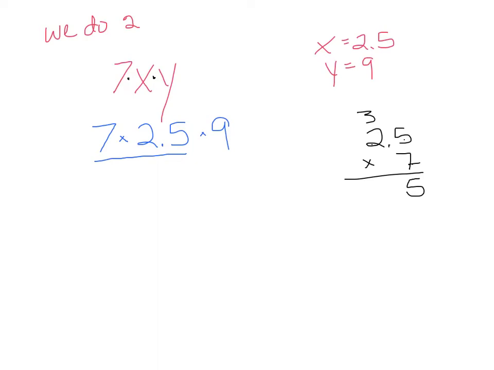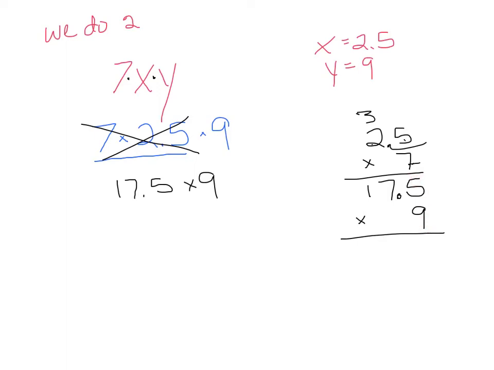7 times 2, 14, 15, 16, 17. One baby in the car, one baby in the car. So that is 17.5. Bring down what you didn't do. So now I just need to do that times 9. 9 times 5, 45. 9 times 7 is 63? Yeah, 63, 64, 65, 66, 67 with that 4 added in.